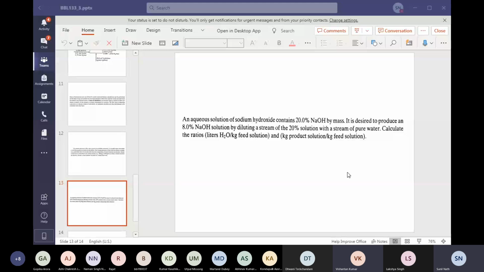Since it asks the ratio in terms of feed solution, we can just take the feed solution as a known, fixed quantity. Why not? You can do that. Take 100 kg, or 100 grams of feed solution, or maybe volume if it's asked in volume. It's okay if the density is 1. It's interchangeable for a dilute solution.